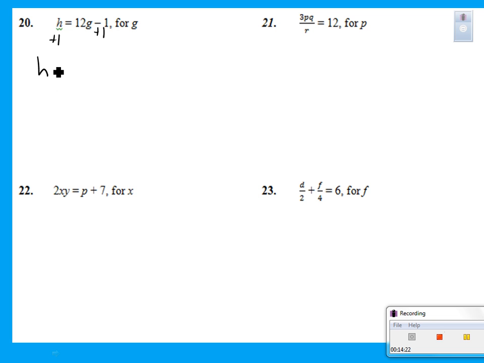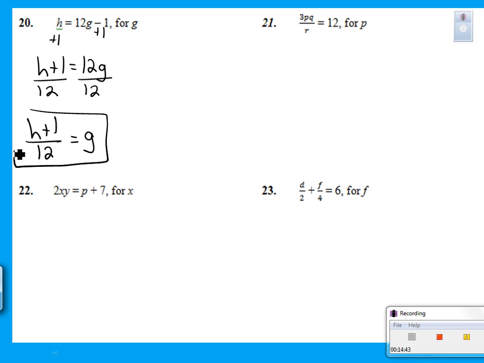So I now have h plus 1 equal 12 times g. I need to get g by itself, and it was 12 times. So division undoes times, so I'm going to divide both sides by 12. Well, here's my answer. H plus 1 over 12 equals g. So there, I got it.